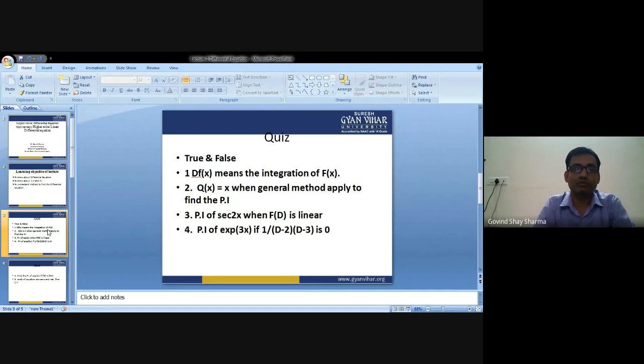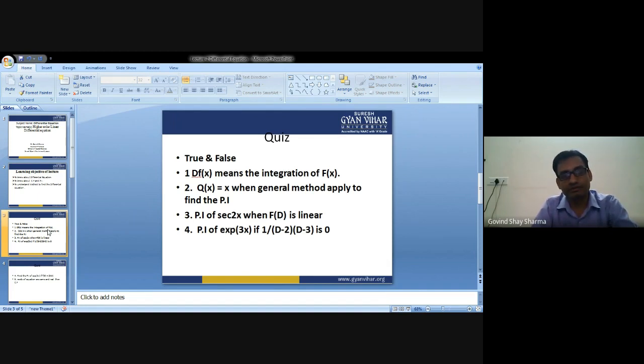True or false: D f(x) means the integration of f. The statement is given to us. What is the meaning of D? D means d upon dx, and you all know very well d upon dx is differentiation, not integration. If here I apply 1 upon D, then it will become integration. So here D f(x) is differentiation. This is the wrong statement, the first one is a wrong statement.